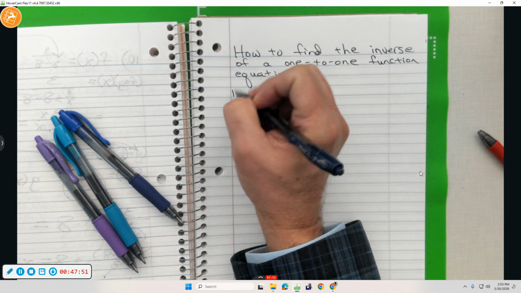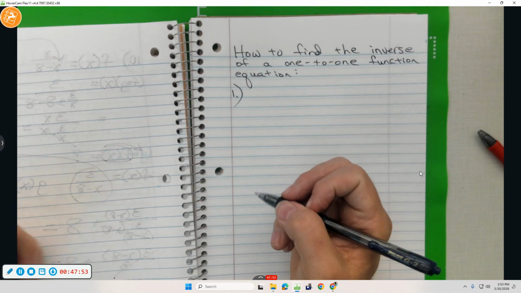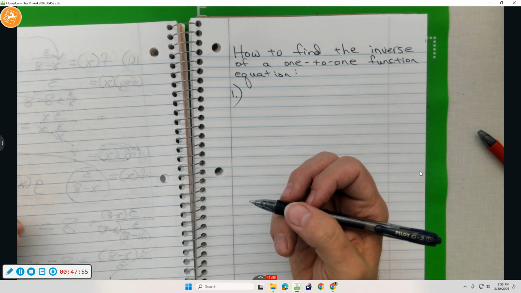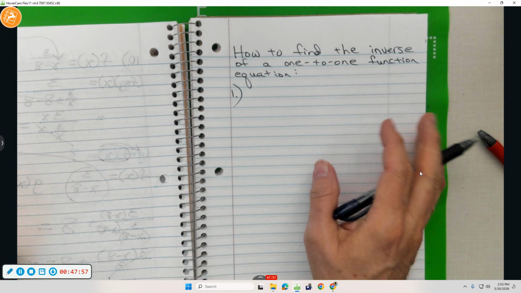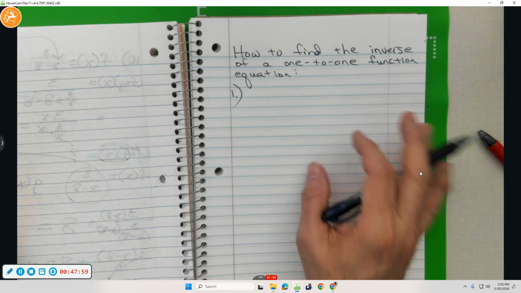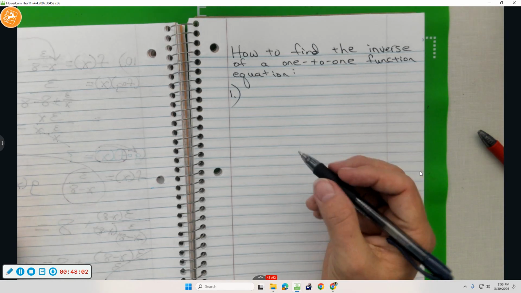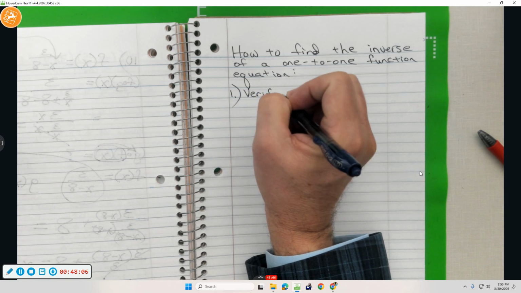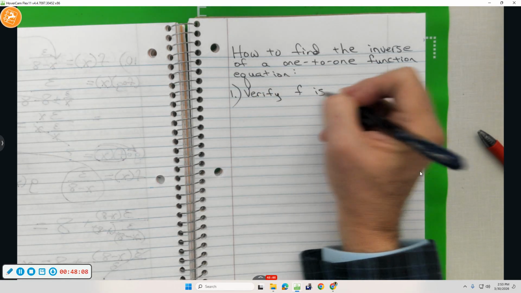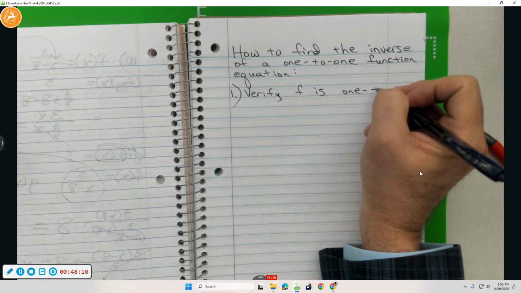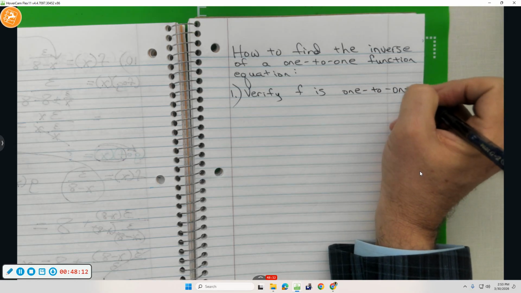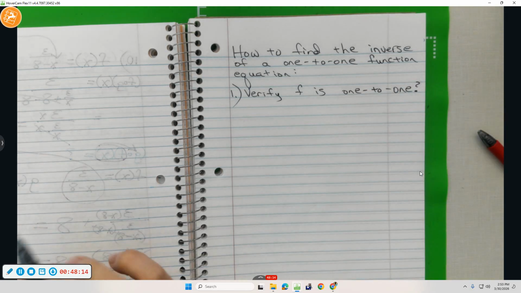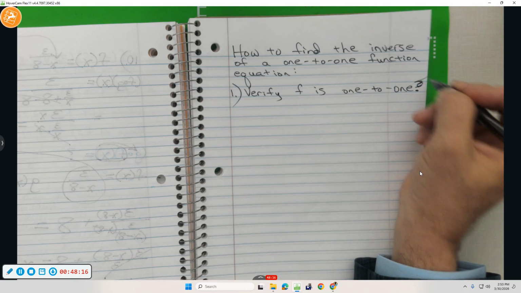The first thing you're going to have to do is verify that the function is one-to-one. You don't want to bother finding an inverse if the function is not one-to-one. So I'll say verify f is one-to-one.